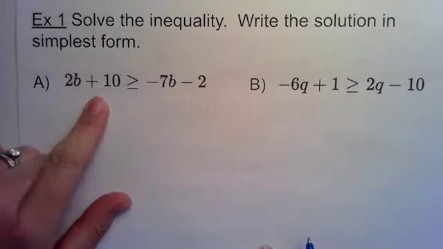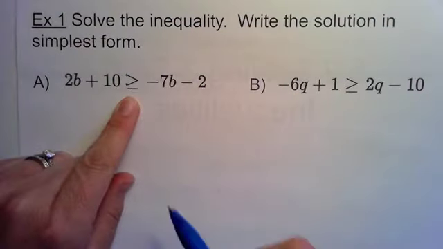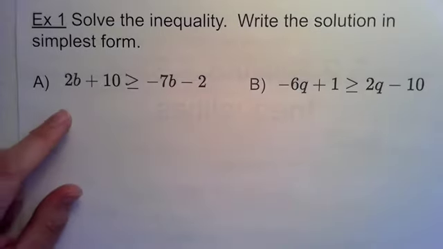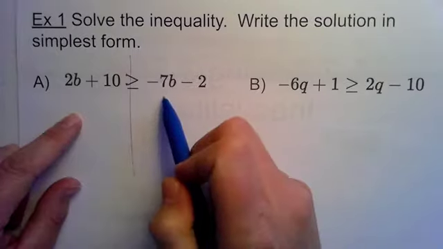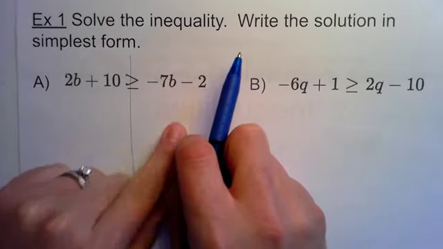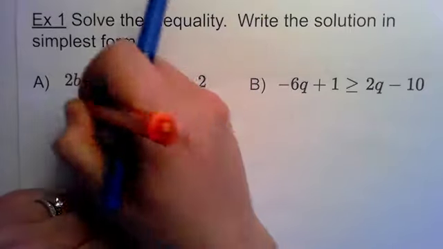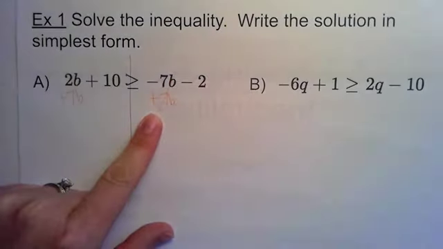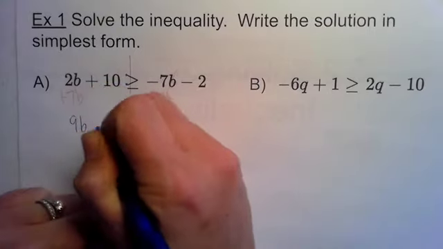Here we have 2b plus 10 is greater than negative 7b minus 2. If you want, draw a little wall. We've got b's on both sides, and they need to get together. I'm going to move my b's over here, so I add 7b to both sides. Negative 7b and positive 7b make 0, and 2b plus 7b is 9b.